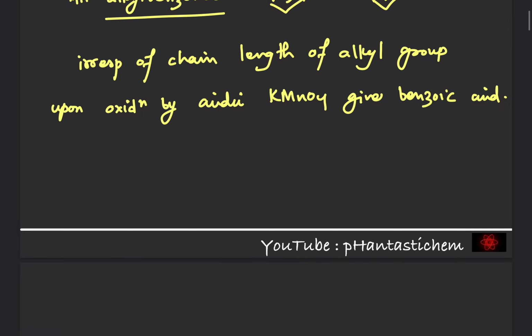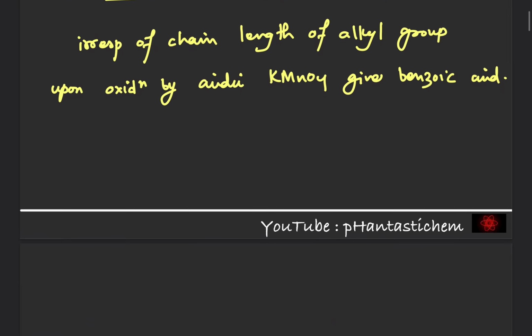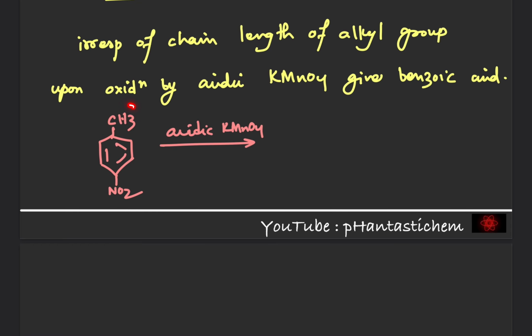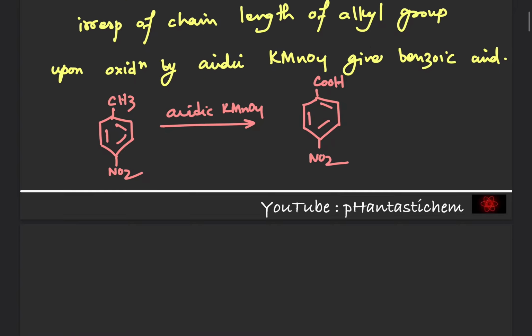So therefore, para-nitrotoluene upon oxidation with acidic KMnO4 will give, with respect to the reaction, I will have para-nitrotoluene and acidic KMnO4. So this alkyl group will be converted to COOH. So therefore my product will be COOH and NO2. Okay, and the name of this is para-nitrobenzoic acid.